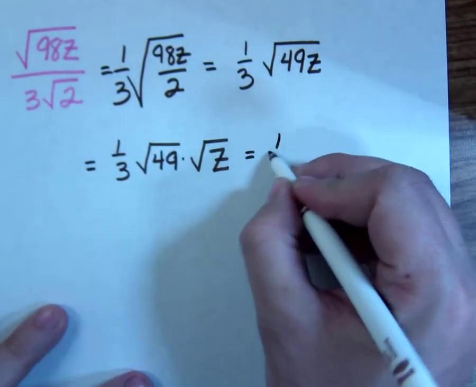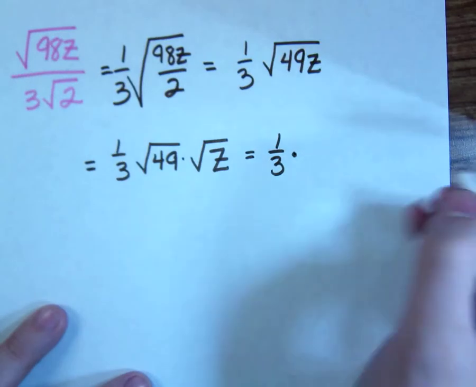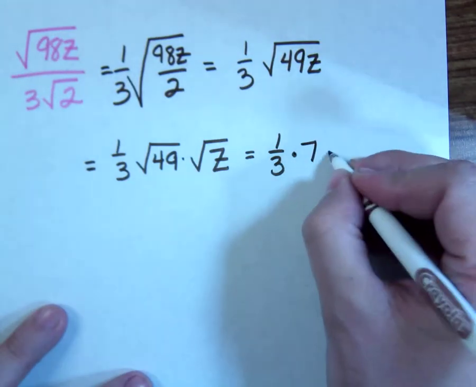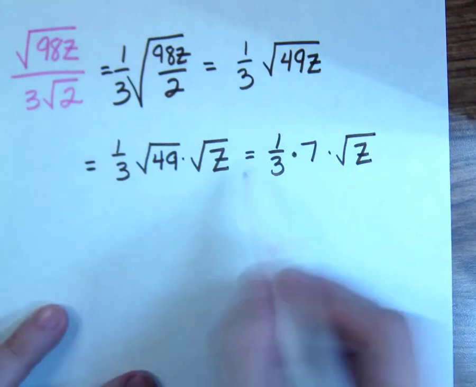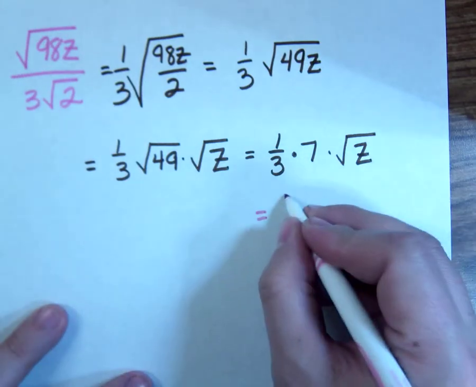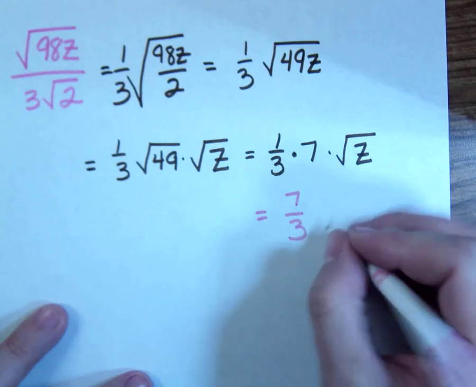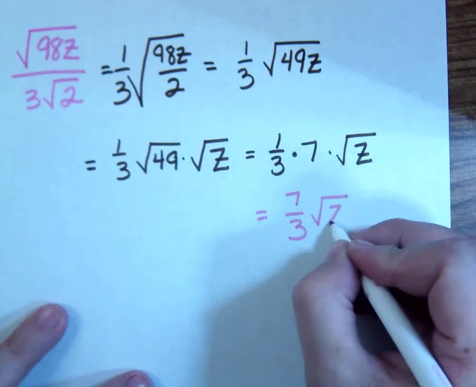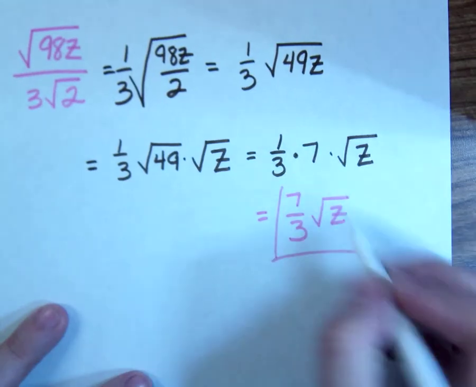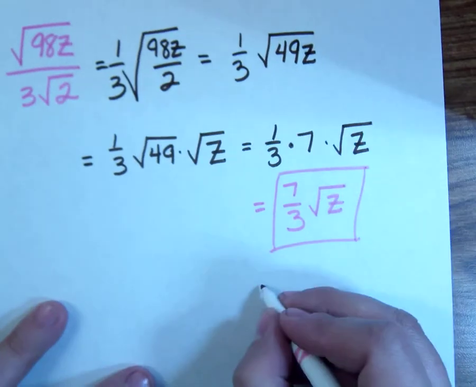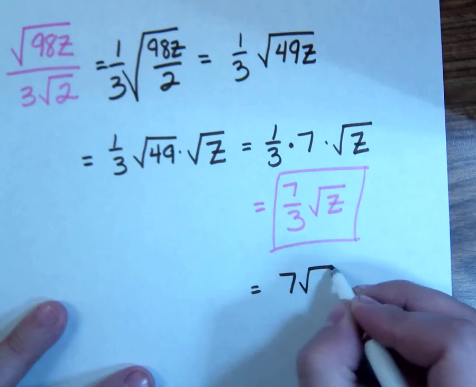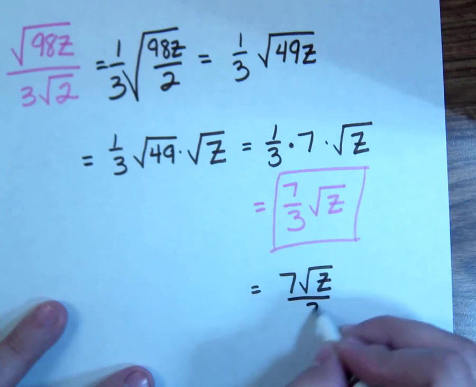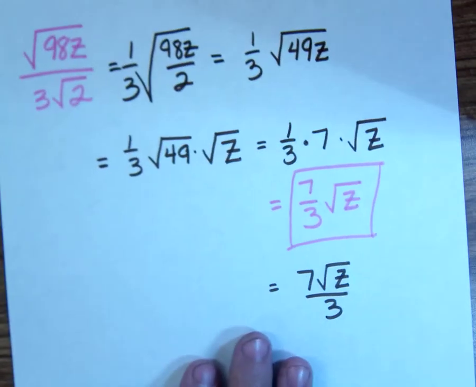So this is 1/3 times, what's the square root of 49? 7 times the square root of z. And then I can just multiply these together. 1/3 times 7 is 7/3 square root z. I like this answer. Also would be totally acceptable to put this as your answer. Those are equivalent and I like them both.